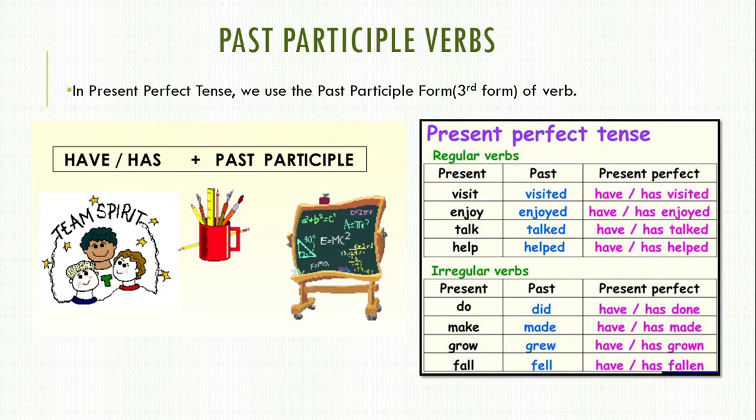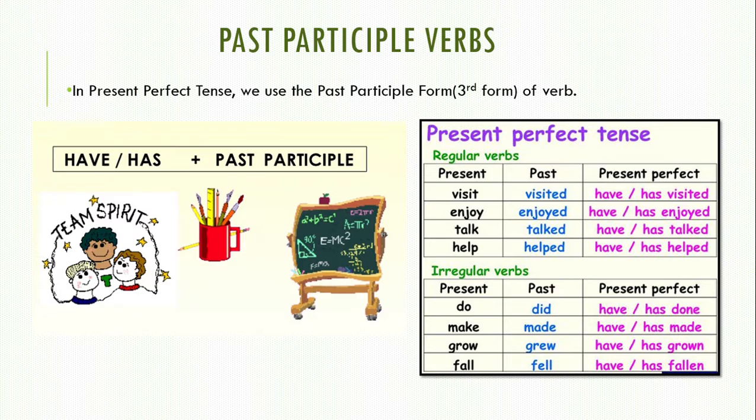Past participle verb. In present perfect, we use the past participle form, which is the third form of the verb. Also, we use has and have as auxiliaries. Depending on the noun, will be the form of the auxiliary that you will use, plus the past participle verb.